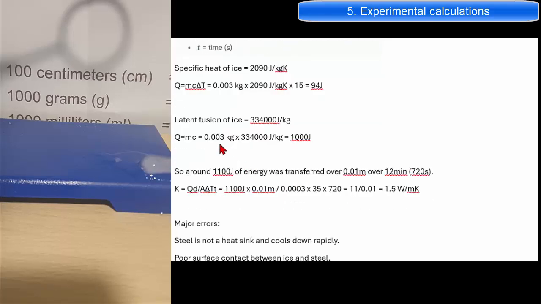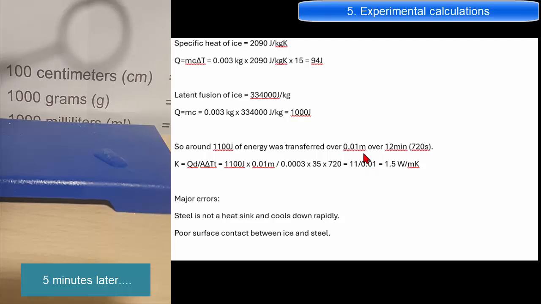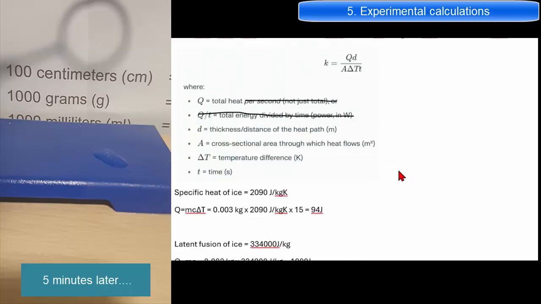And so I've worked out I've got about 3 mils of ice because I've got 3 centimeters cubed, and so that's about 3 grams. So that's how many kilograms that is. And so I need about 1,000 joules of energy as well. So that adds up to around 1,100 over that distance, over that time. And that's my final value. So it's 1.5 when I'm meant to get 50.